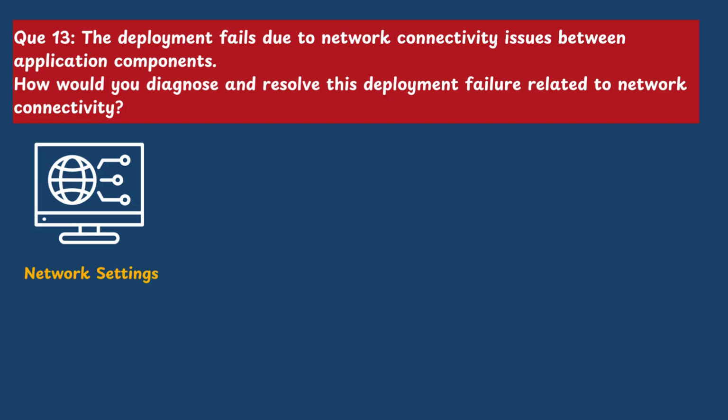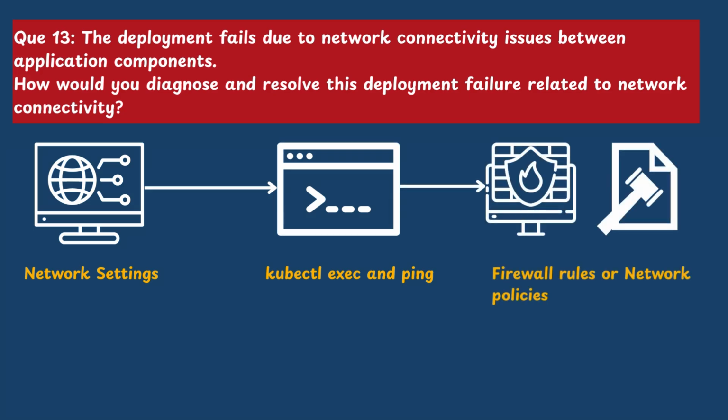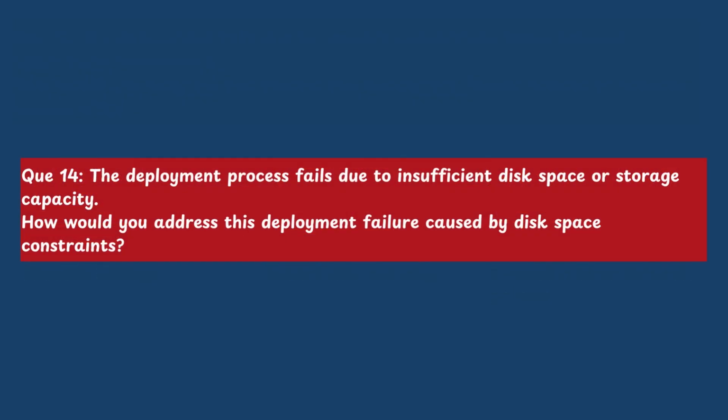I would first check the network settings in the cluster to make sure the application components are allowed to talk to each other. Then I would use tools like kubectl exec and ping to test if the pods can connect. If there's still an issue, I would check for any firewall rules or network policies that might be blocking the traffic. Moving on with our next question.